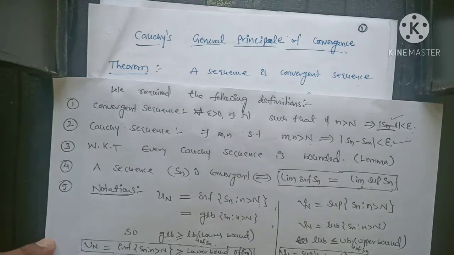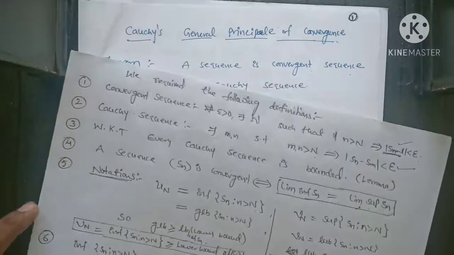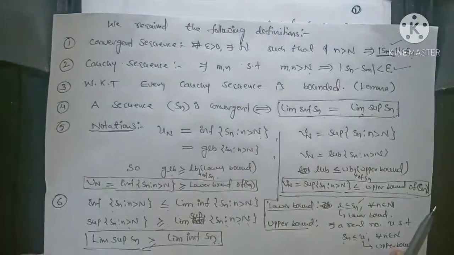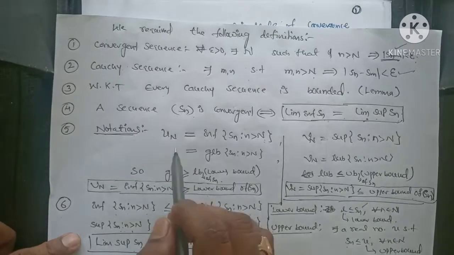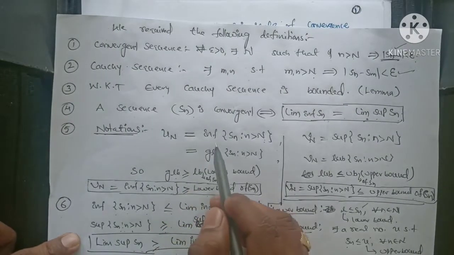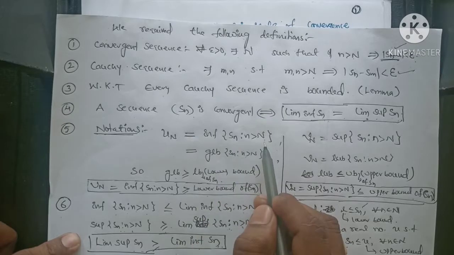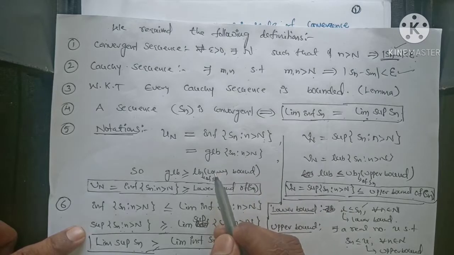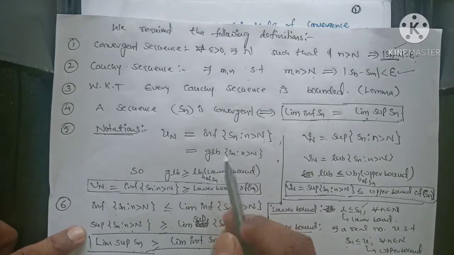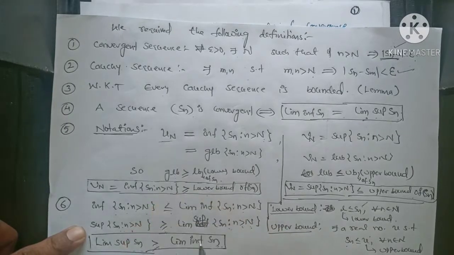Now we also need some notations for proving this theorem. That notation is UN. UN means infimum of Sn, n greater than capital N. What is the definition of infimum? The greatest lower bound of a sequence Sn is called the infimum of the sequence, denoted by UN.